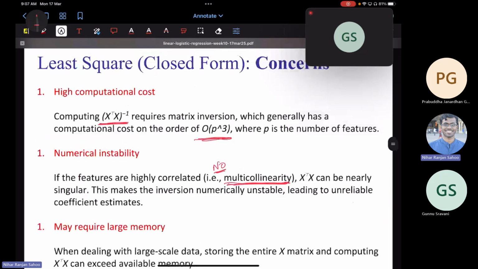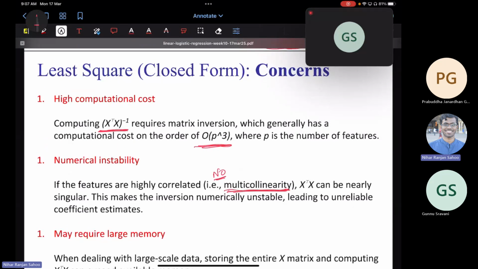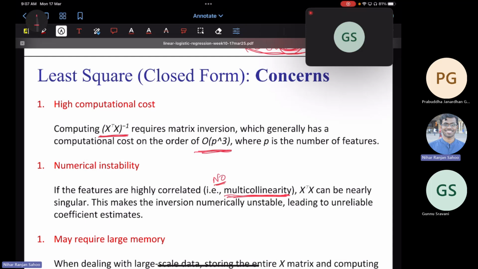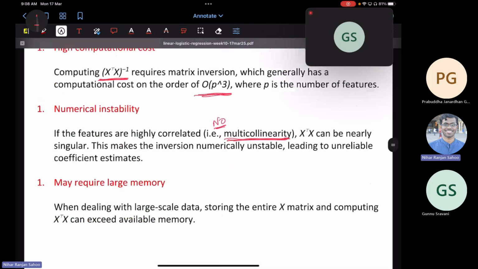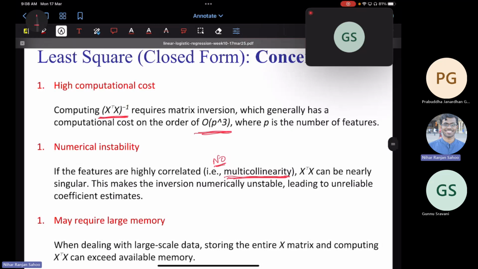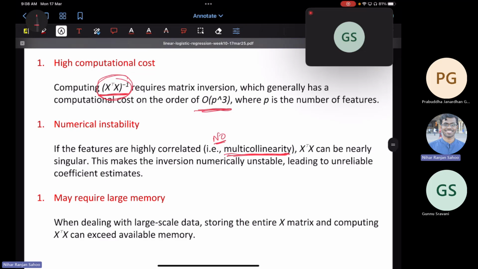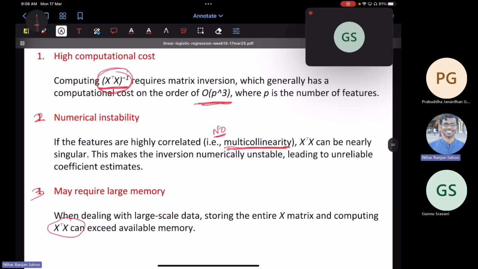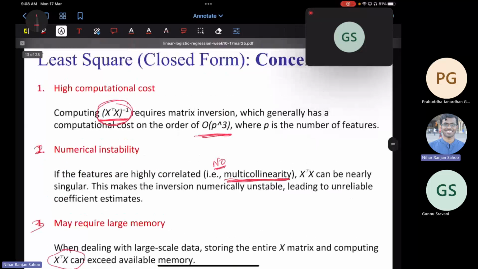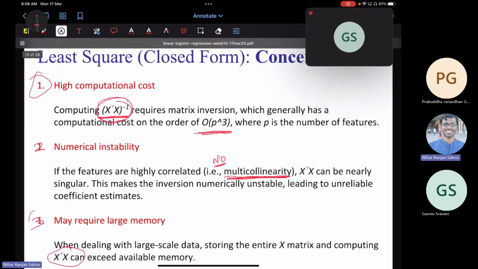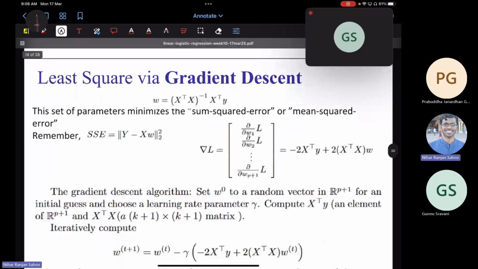So these are very basic concerns. There are much more important concerns, like the nonlinear relation between x and y, and outlier points. There are approaches to address them, but this is something we cannot easily address using the closed form solution. So this is one, two, three. For multi-collinearity, there are approaches to address it; we'll discuss them. Okay. So to majorly tackle the first point and the third point, we rely on gradient descent.